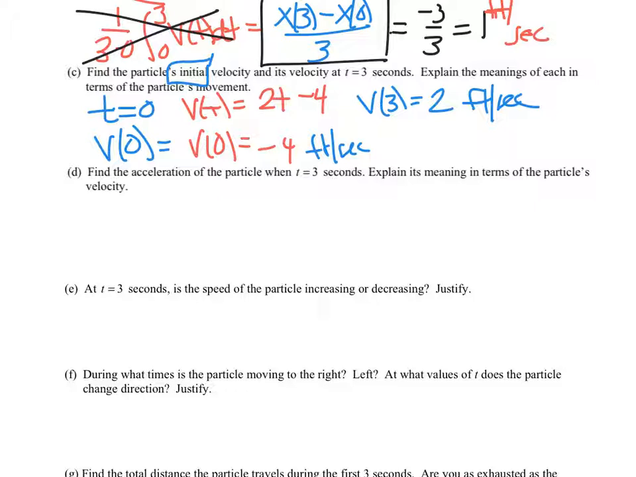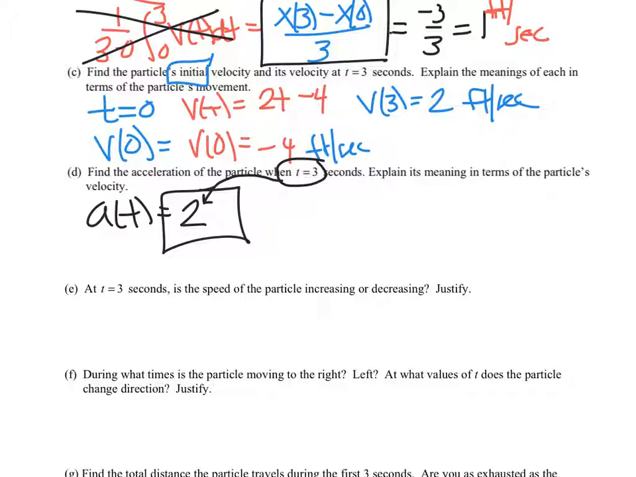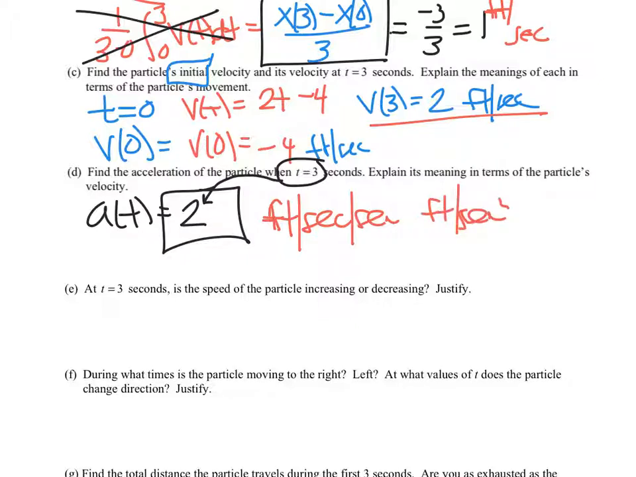Part D, find the acceleration. So again, acceleration is the derivative of velocity, so a of t is equal to just 2. Now it says when time is 3. Well, notice, is there any place to plug 3 in? No, so guess what? The acceleration is always 2. Now again, let's talk units. If velocity was feet per second, and I derive, I should be getting feet per second squared.